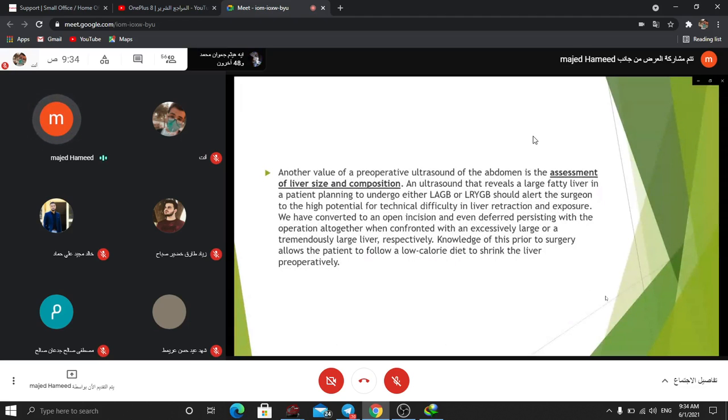Another value of the preoperative ultrasound of the abdomen is the assessment of the liver size and composition. An ultrasound that reveals a large fatty liver in a patient planning to undergo either laparoscopic gastric band or laparoscopic Roux-en-Y gastric bypass should alert the surgeon to the high potential for technical difficulty in the liver retraction and exposure.